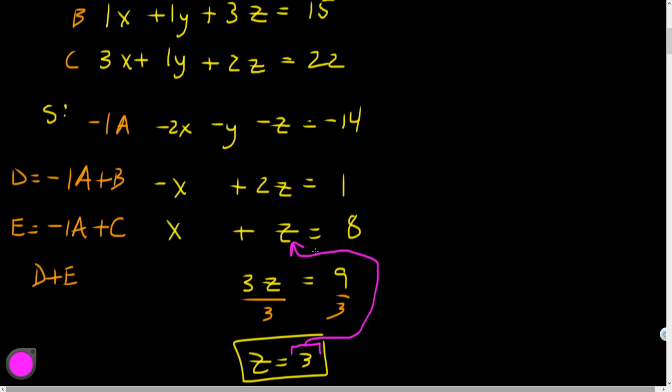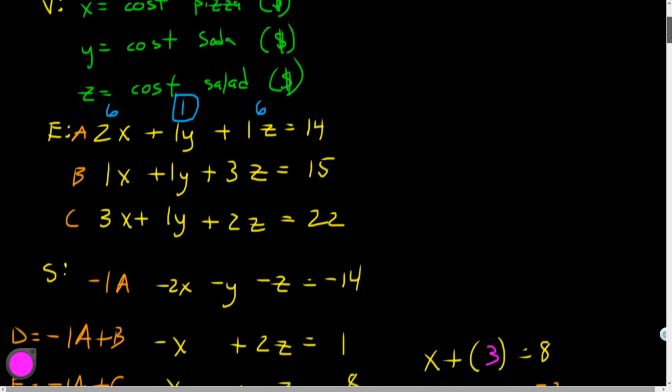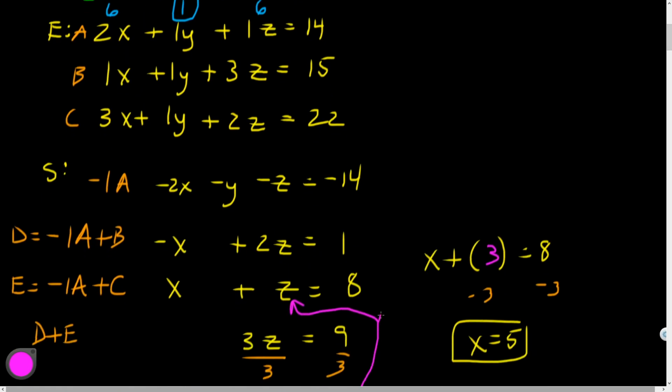And now this looks like an easy place to solve for x. And so I'd have x plus z equals 8. And so z was equal to 3. Subtract 3 from both sides. And I get x equals 5. And then to solve for y, I could plug in x and z for either of these. I think this top one is easiest. And so I'm going to plug in 3 for z. I'm going to plug in 5 for x.